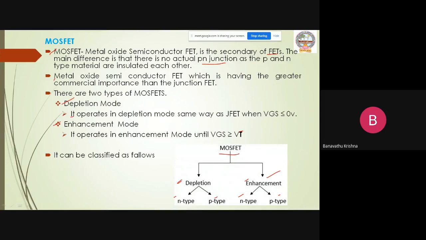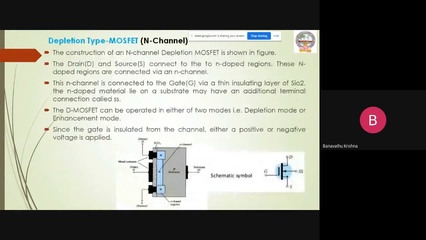As I told you, it is classified as depletion mode and enhancement mode, each with N type and P type. And here I want to explain the construction of the N-channel depletion mode metal oxide semiconductor field effect transistor. As I told you in the previous slide, depletion mode means we want to remove the channel. Enhancement mode means we need to establish the channel in between source and drain. That is the basic concept behind this particular device, right?